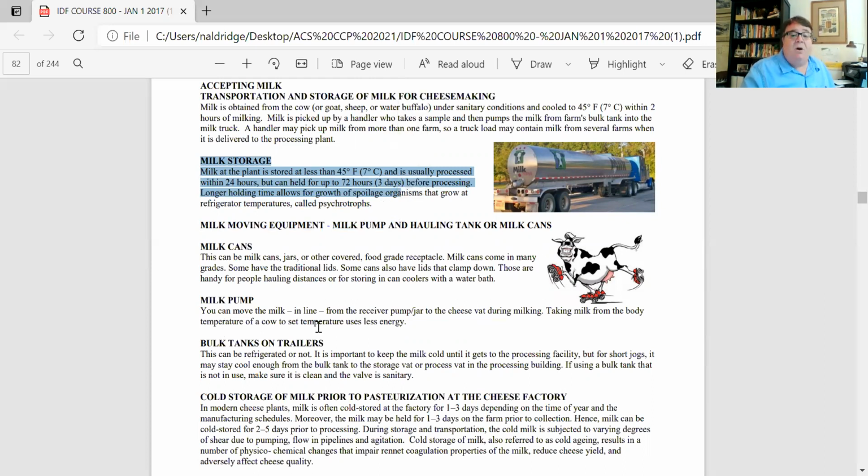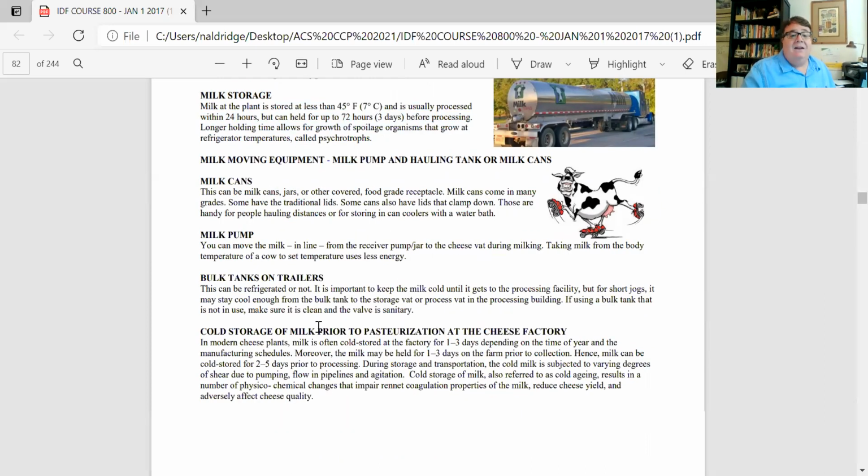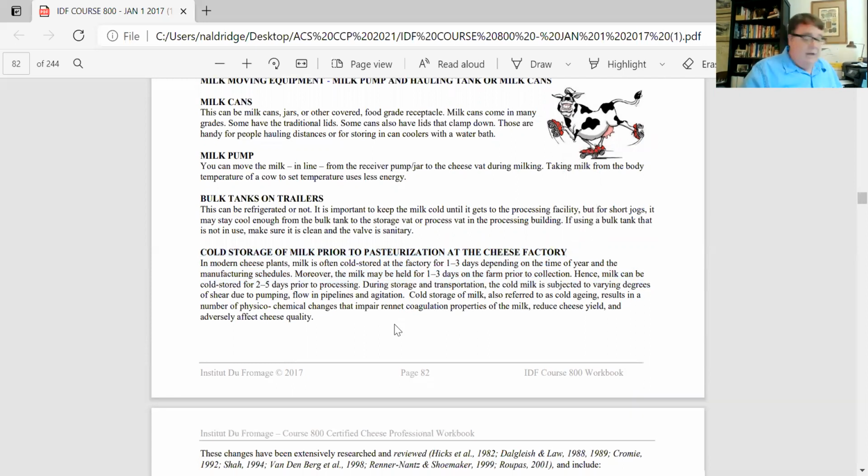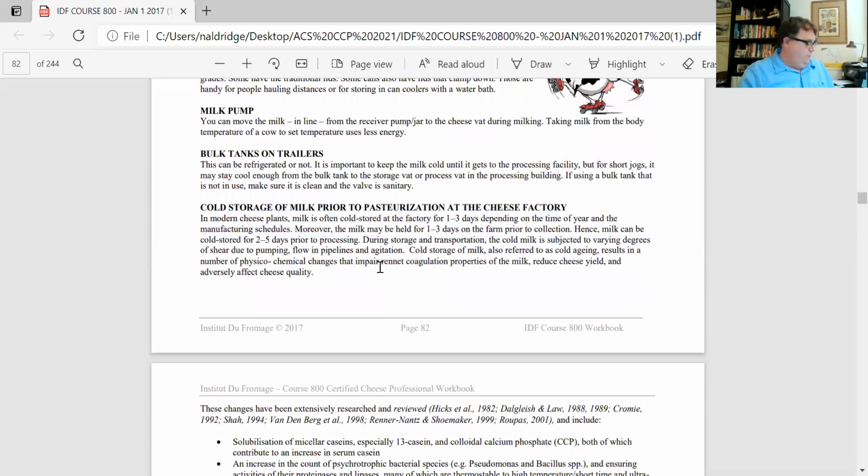Milk cans, milk pump. Know that there are those, but I don't remember anything specific coming up from that. Cold storage of milk prior to pasteurization. That's something to remember. So the last paragraph on page 82, that's a keeper. And then moving on, and I'm blowing through this because if you've highlighted these and you go back and reference your best guide for cheesemakers, you'll see that there's a lot more detail in that booklet.